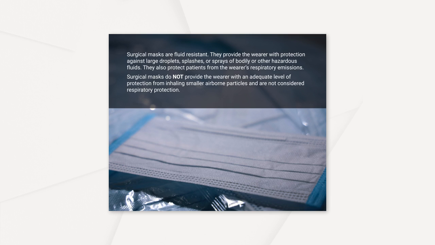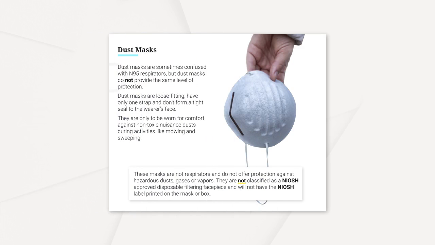Dust masks are sometimes confused with N95 respirators, but dust masks do not provide the same level of protection. Dust masks are loose-fitting, have only one strap, and don't form a tight seal to the wearer's face. They are only to be worn for comfort against non-toxic nuisance dusts during activities like mowing and sweeping. These masks are not respirators and do not offer protection against hazardous dusts, gases, or vapors. They are not classified as a NIOSH-approved disposable filtering facepiece and will not have the NIOSH label printed on the mask or box.